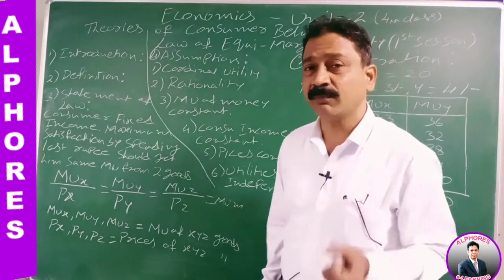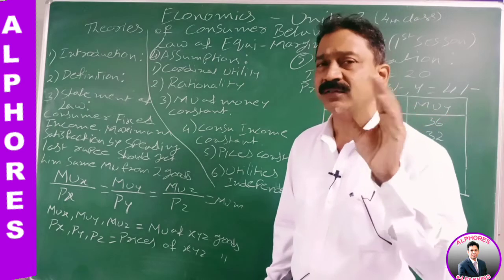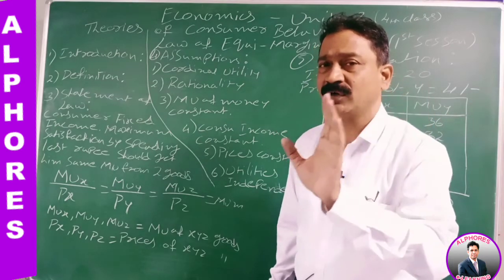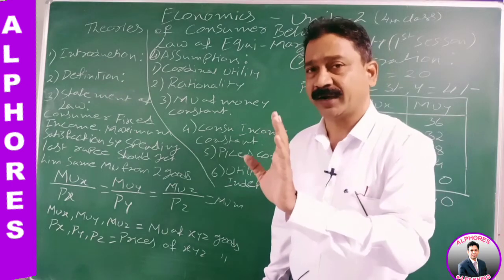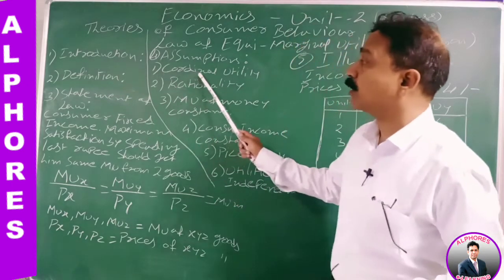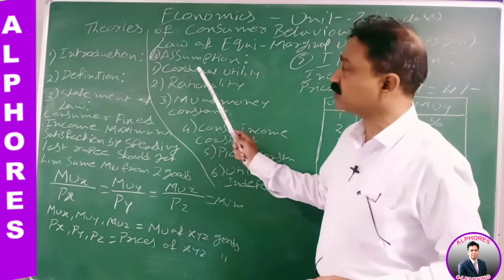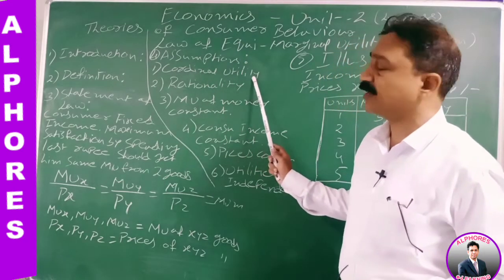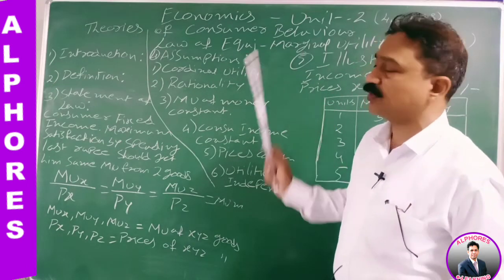What are the cardinal numbers? 1, 2, 3, 4, 5. These numbers are cardinal numbers which can be measured as well as compared. So here we are using cardinal numbers to measure the utility. That's why we call it the cardinal utility method used in law of equimarginal utility.